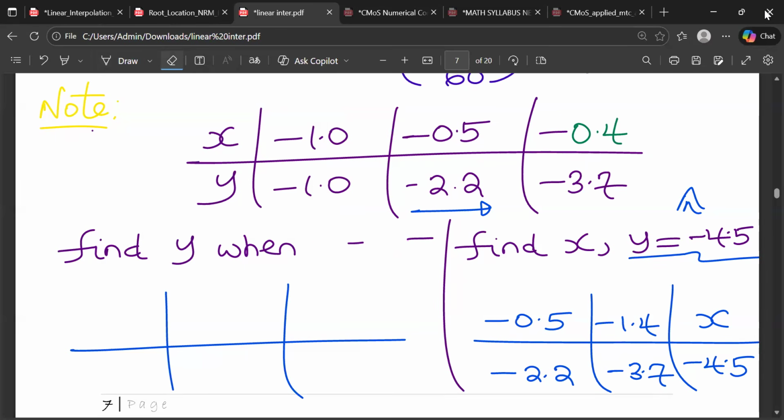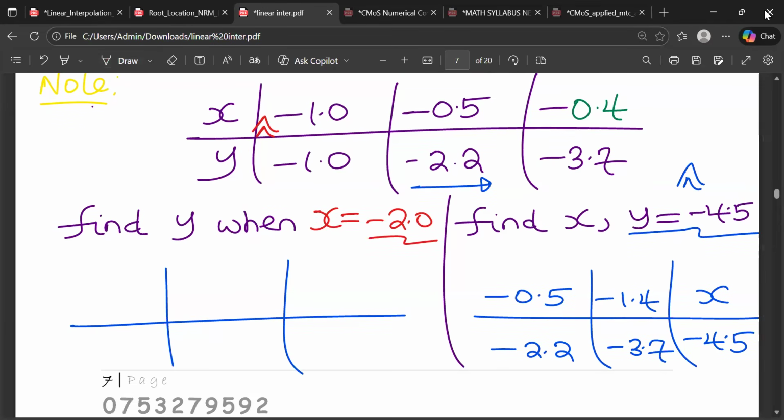let me even change this question. Let me change that question and say, find y when x may be negative 2.0. So for x to be negative 2.0, I don't know if you can realize, it will be outside here. That's what they call extrapolation. Everything is outside. So this question, we are hitting 2 birds with a single stone. We are having negatives and we are dealing with extrapolation only to the extreme right and to the extreme left.